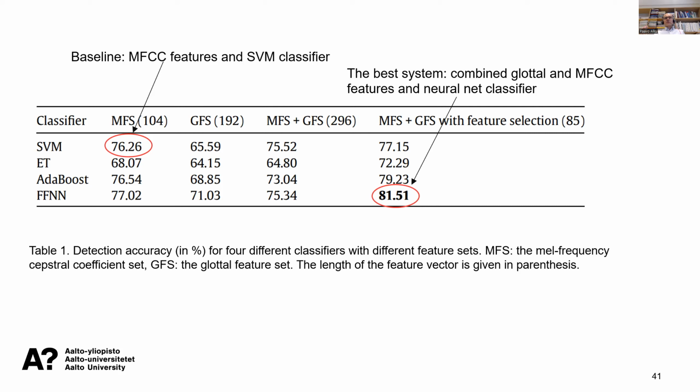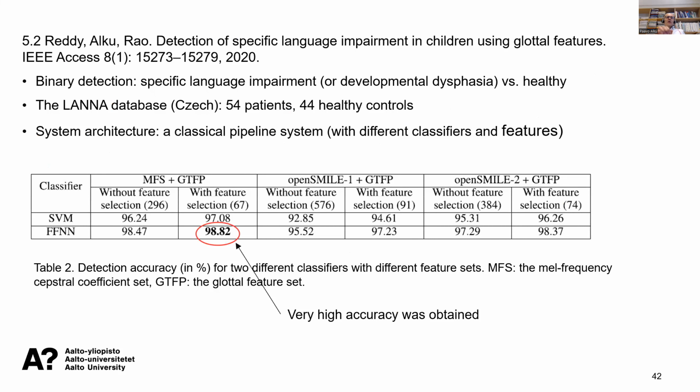I will come back to this later, but this is just one example of what kind of results we have been doing. There's a certain disorder, we have recorded speech data, and then we build classifiers. Most likely we try glottal features, and then we evaluate the system using this kind of metrics. And at least in this case, it means that the automatic system gives a better accuracy when glottal features are used. Another study was published a year earlier.